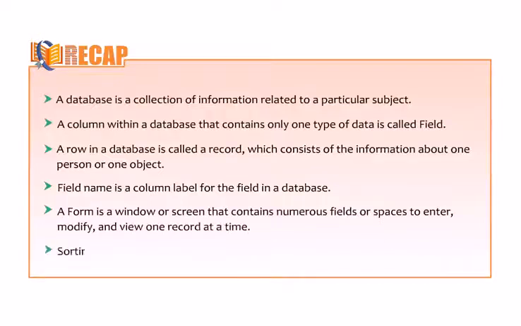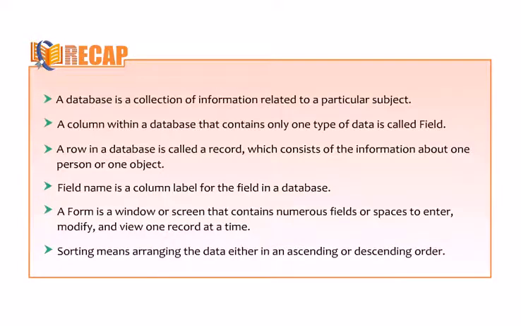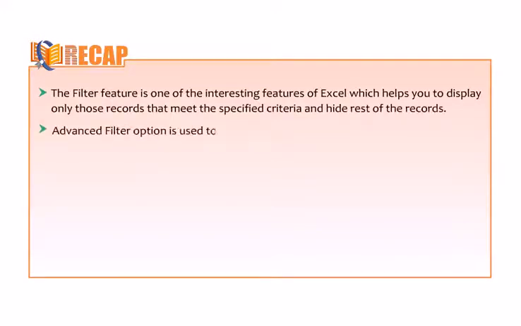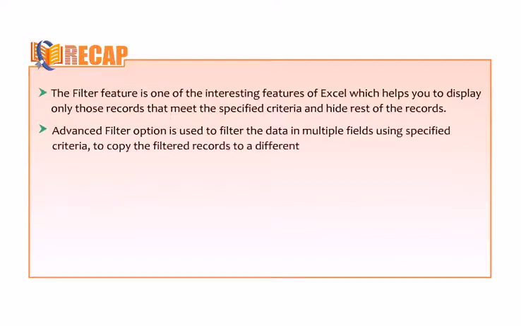Sorting means arranging the data either in an ascending or descending order. The filter feature is one of the interesting features of Excel, which helps you to display only those records that meet the specified criteria and hide the rest of the records. Advanced filter option is used to filter the data in multiple fields using specified criteria to copy the filtered records to a different location or to find unique records.